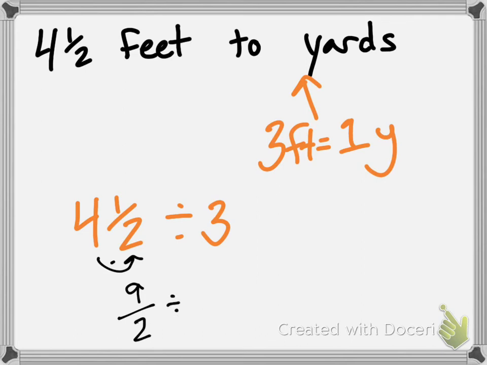We're dividing by 3. Dividing by 3 is the same thing as multiplying by 1/3. Just so you know. Same exact thing.